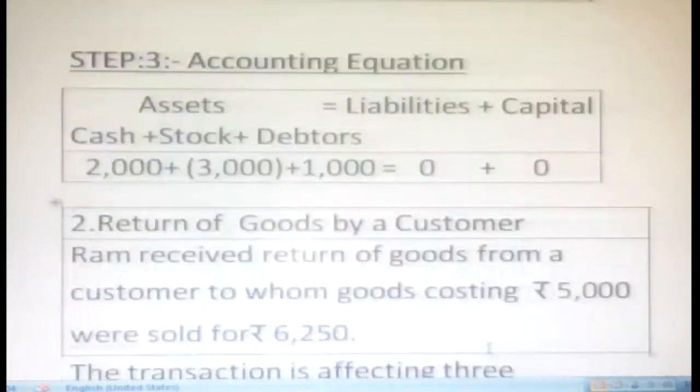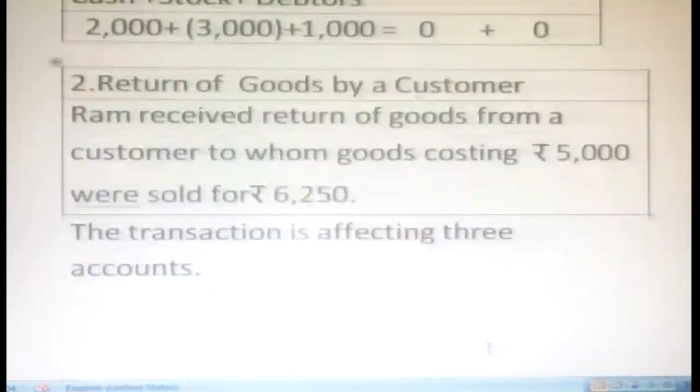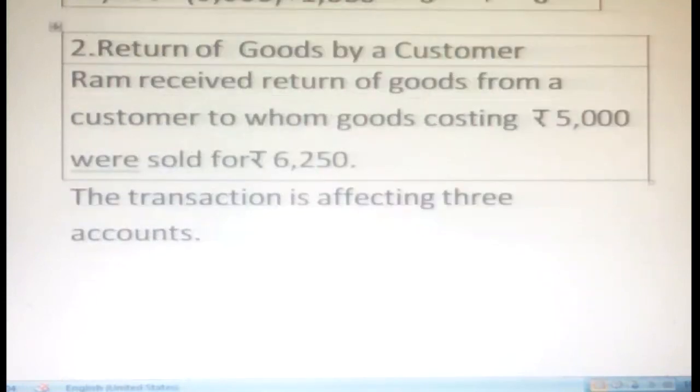Then moving to the second example. What is that second example? Return of goods by a customer. Suppose the customer returned goods. An example here: Ram received a return of goods from a customer to whom goods costing 5,000 were sold for 6,250. You have to keep in mind the goods worth 5,000 we sold for how much? 6,250. That worth of goods is now returned back.